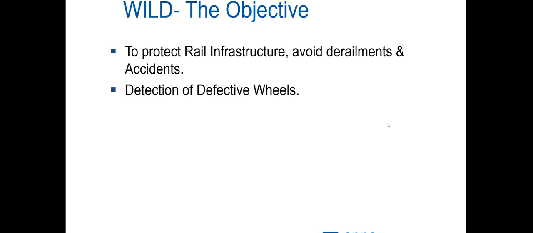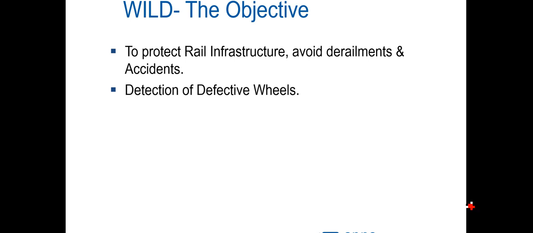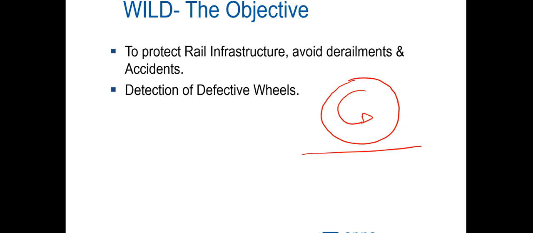So the purpose of WILD is to protect the rail infrastructure and avoid derailments and accidents. And it achieves this objective by detecting defective wheels. A wheel is supposed to be perfectly circular like this, and it's supposed to rotate like this. This is the rail.